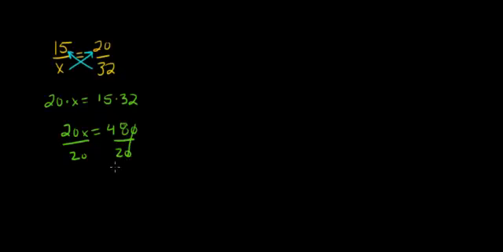You can drop a 0 off there. So 48 divided by 2, x equals 24. And so that's how we can solve for proportions. Let's take a look at one more example.